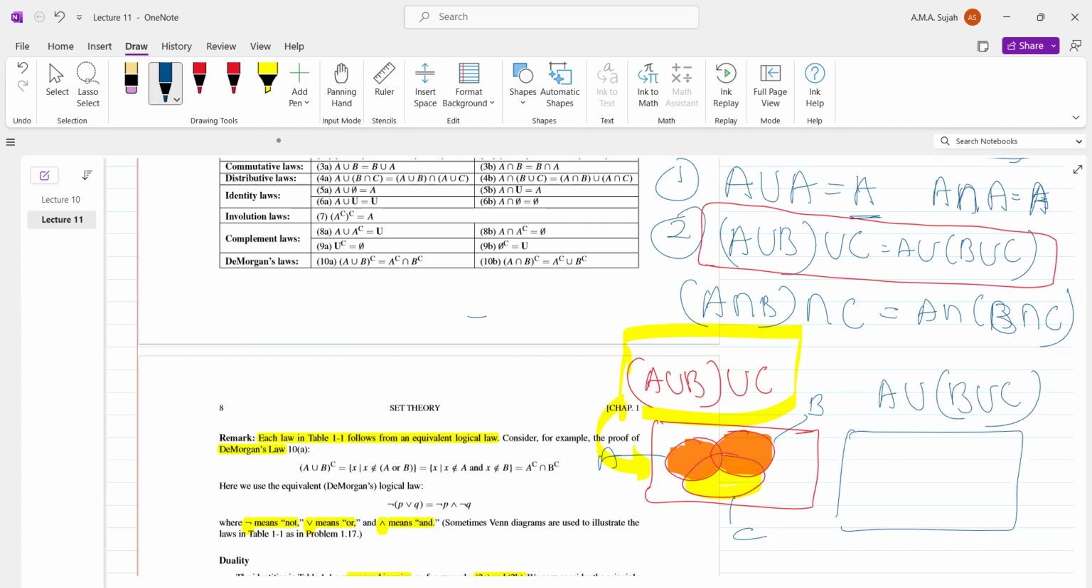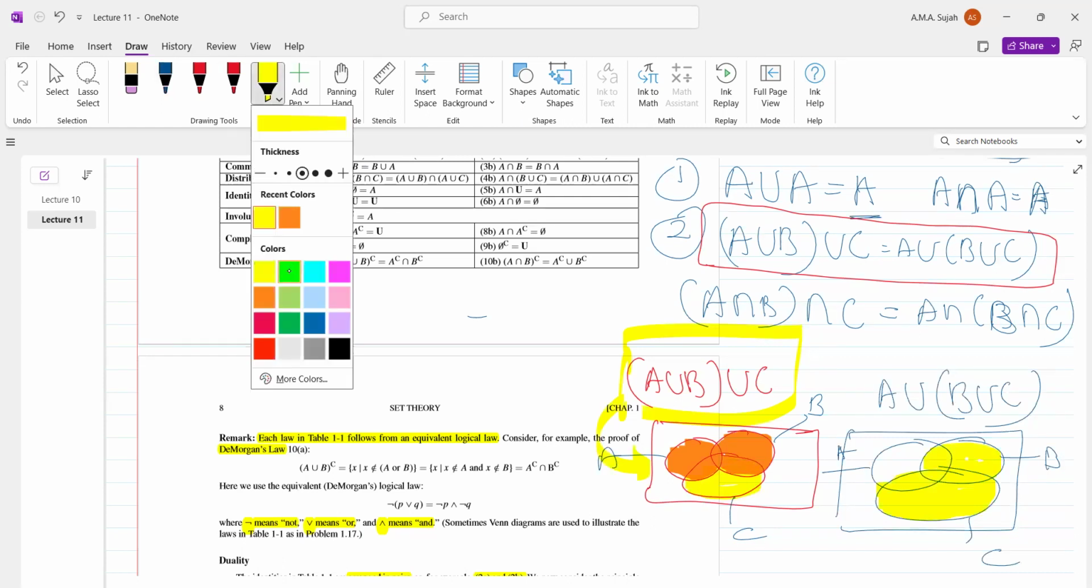So similarly, if you draw a Venn diagram for this one, this is A, this is B, this is C. Now tell me, B union C is what? So B union C is this area. Sorry, I forgot this one. B union C altogether, we can say this area, right? So the union of A. So B union C is this area.